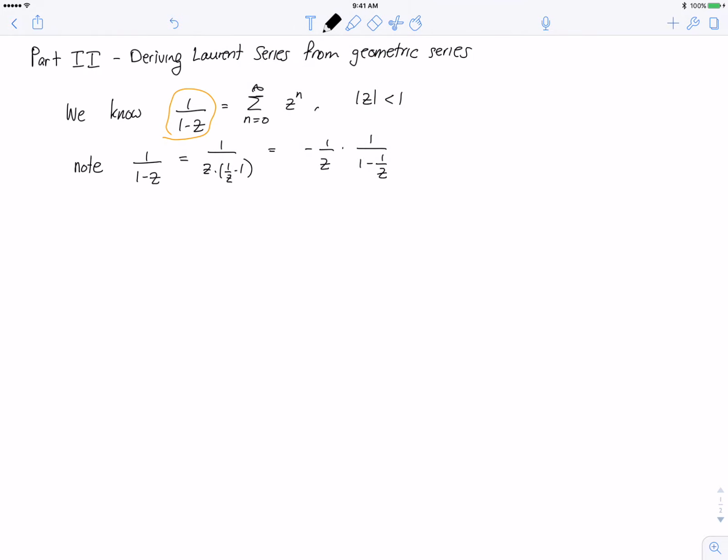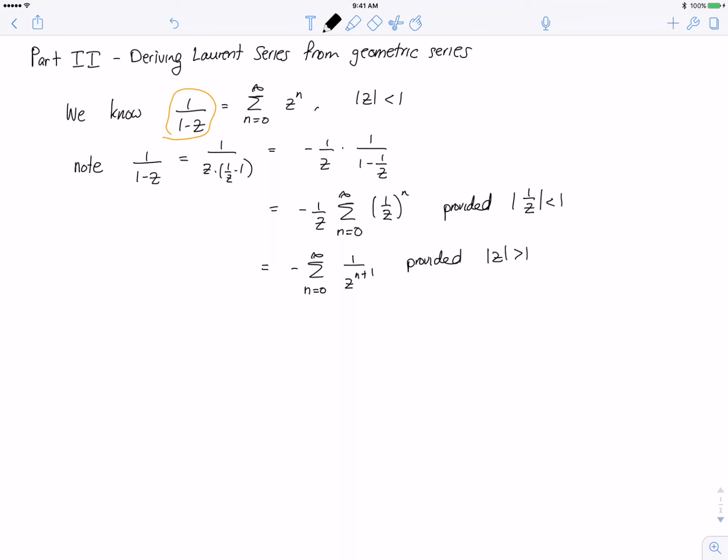That's the only difference. So according to the formula I have up here, this can be written as minus 1 on z times the sum from n equals 0 to infinity of 1 on z to the power of n. Before, the modulus of z was less than 1, but now we're replacing z with 1 on z, so this is provided the modulus of 1 on z is less than 1. This can be written as minus the sum from n equals 0 to infinity of 1 over z to the power of n plus 1, provided the modulus of 1 on z is less than 1, which is the same as saying the modulus of z is greater than 1.